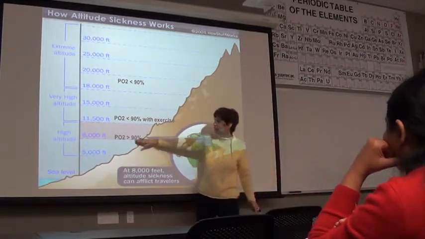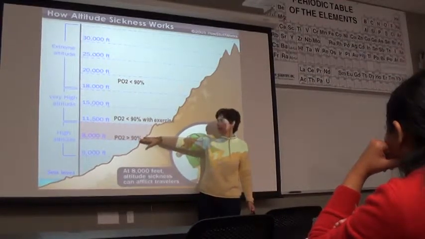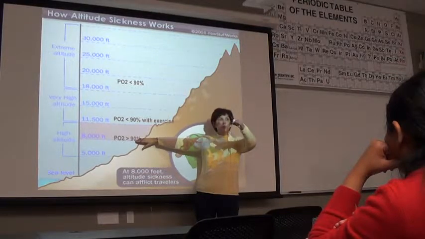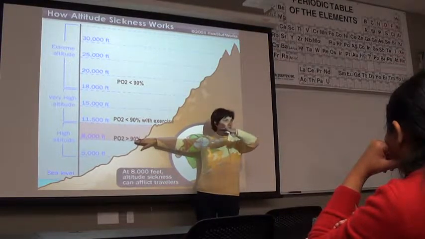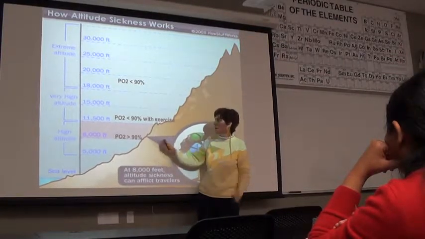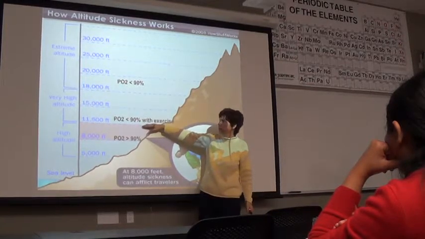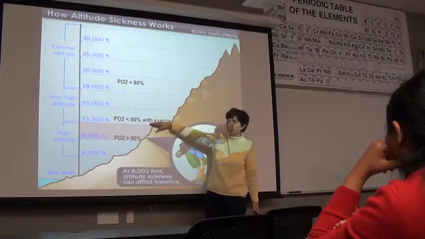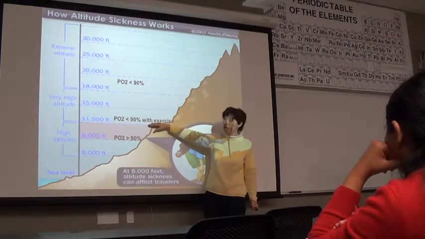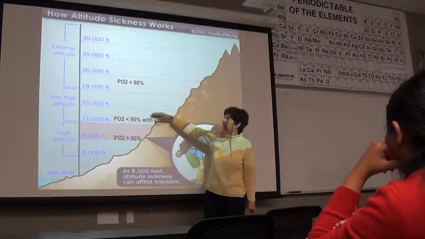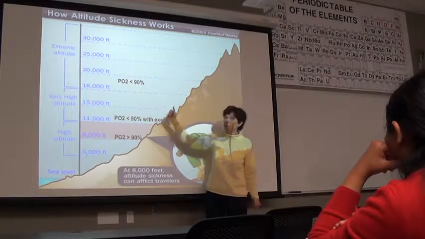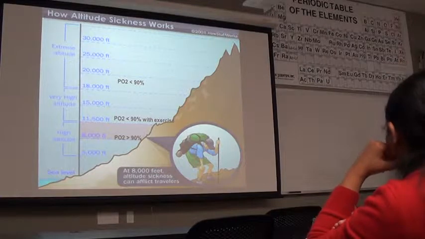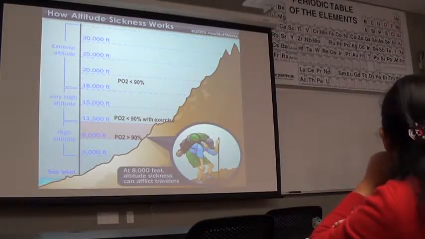So at about 8,000 feet, our PO2 is sufficient, because of our lung plateau, to still saturate our hemoglobin above 90%. Once we get above 11,000, this is considered very high altitude. We have trouble with saturation, especially with exercise, all right? And then above 19,000 feet, even without exercise, you're going to have difficulty saturating the blood with oxygen.